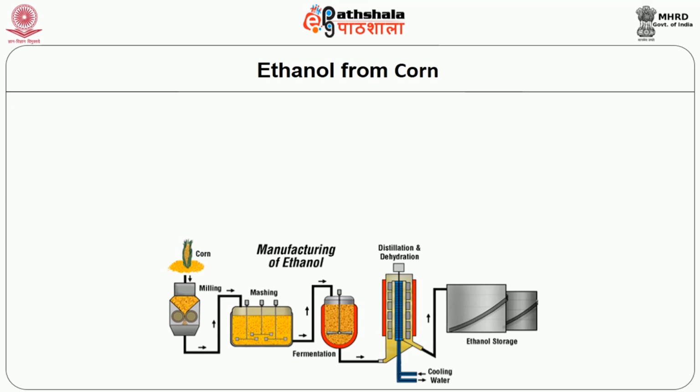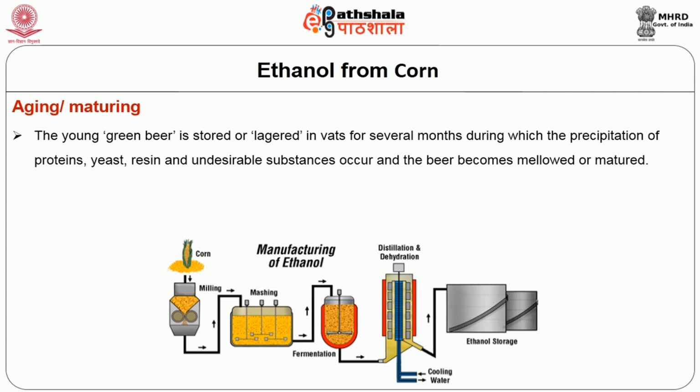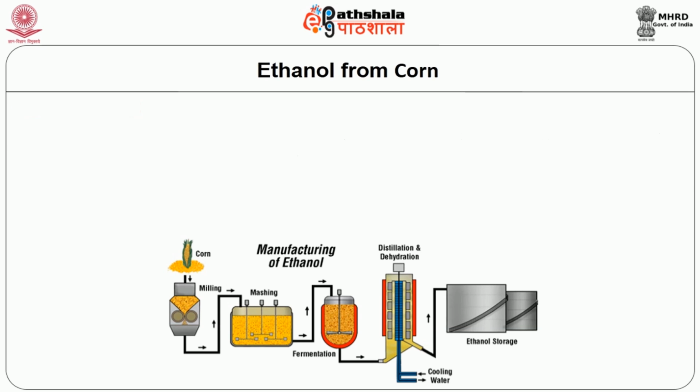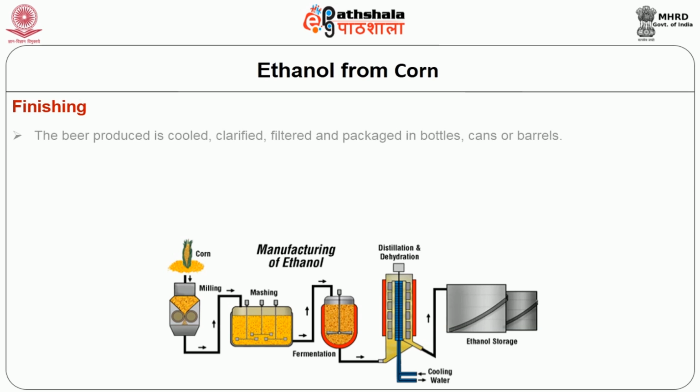And the fifth step is the aging or maturing, where the young green beer is stored or lagered in vats for several months, during which the precipitation of proteins, yeast, resin and undesirable substances occurs and the beer becomes mellowed or matured. The last step is the finishing. The beer produced is cooled, clarified, filtered and packed in bottles, cans or barrels.